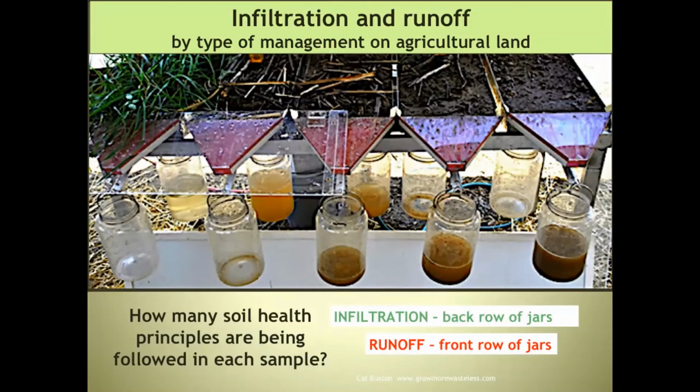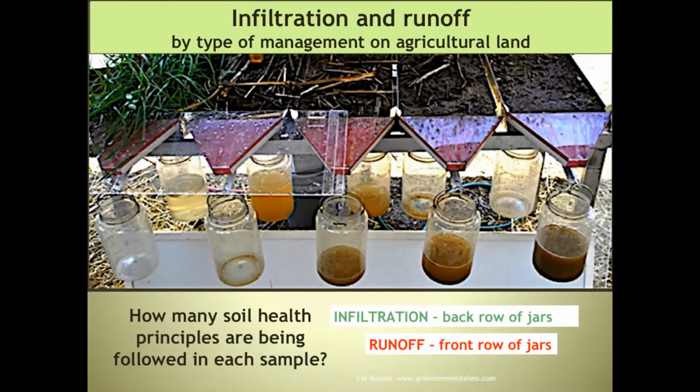The jars underneath, the ones in back indicated by the green line, the infiltration back row of jars, is showing the water that infiltrates into the soil, just like we did in the flour and bread activity. The water infiltrated or soaked up into the soil sponge. That back row of jars is showing how much water would soak into the soil.